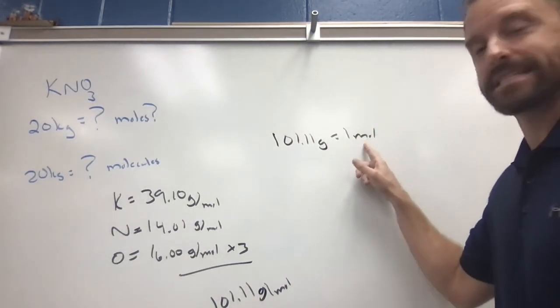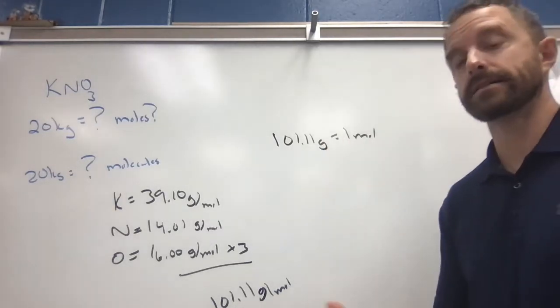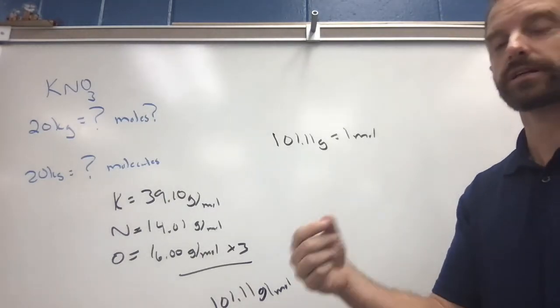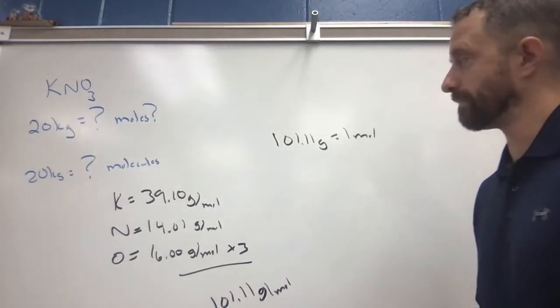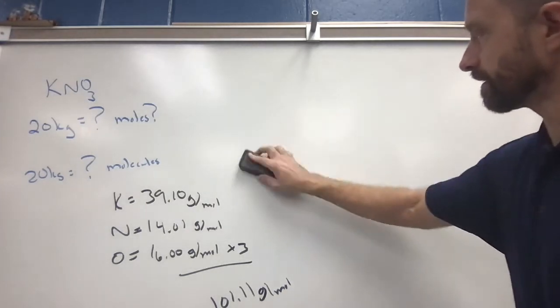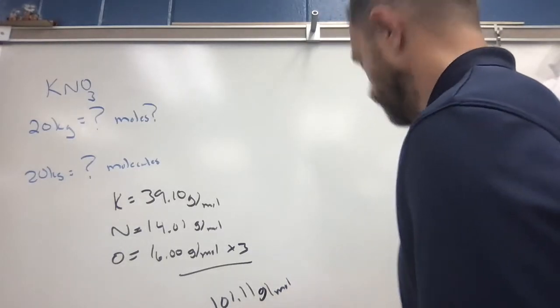So a mole is the same count all the time, but it weighs different amounts. Like a dozen is always 12, but a dozen cars weighs different than a dozen Cokes and a dozen golf balls, right? Because each one is different mass. So that is the conversion factor that I'm going to want to use, this 101.11 grams per mole.